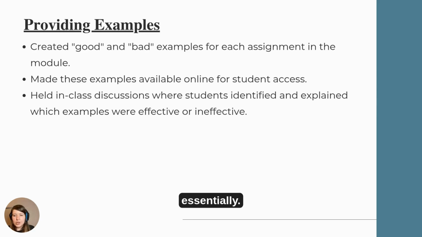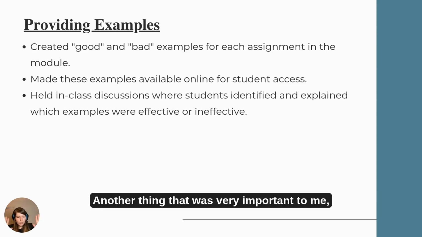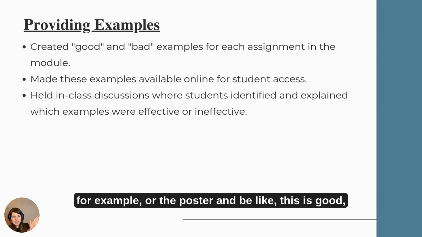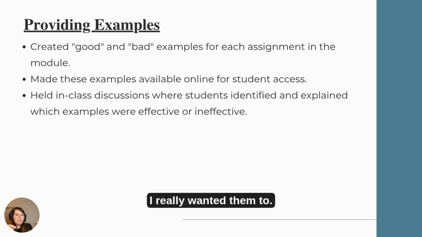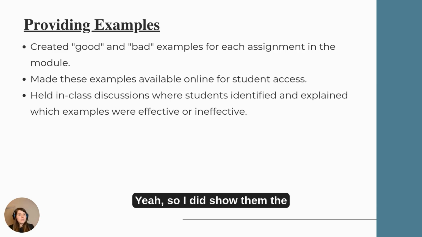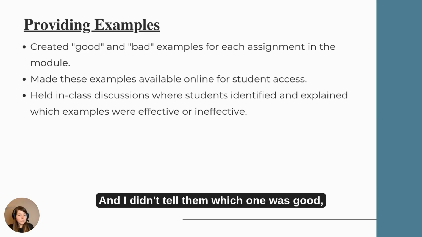I believe that this way students could see what was expected and what might lead to a better mark. Another thing that was very important to me: I didn't want to just give them the written assignment, for example, or the poster and say, this is good, just copy it. I really wanted them to think about why this was good and why it wasn't. So during class, we looked at the examples together. I showed them the good and the bad, and I didn't tell them which one was good and which one was bad. I wanted them to figure it out for themselves.